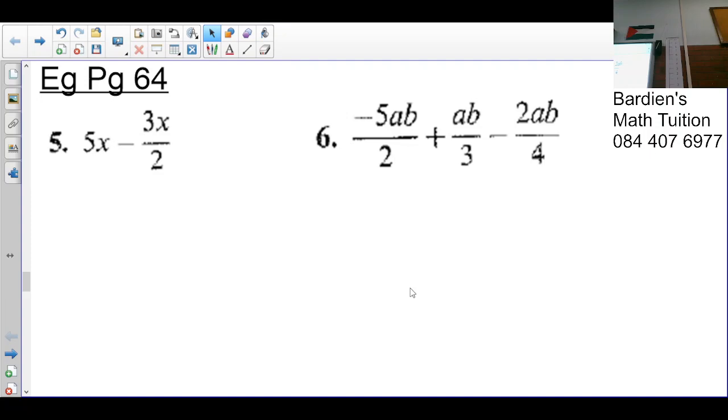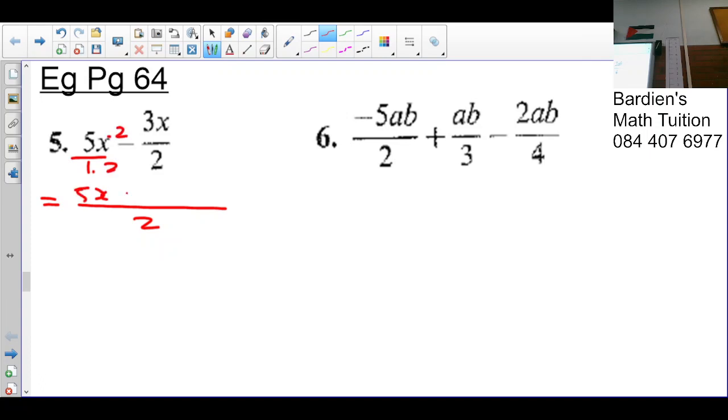Right, number 5. What's happening here? Who's next? Go for it. It's stew, yes. Nice. Over 2, yes? Or times 2. So it's going to be 5x times 2. Minus times 1, yes, absolutely. It's going to be 3x times 1.